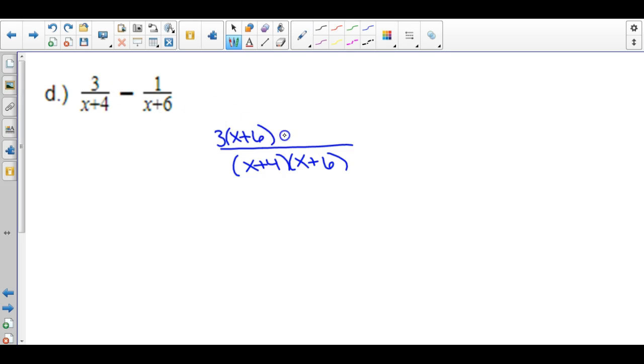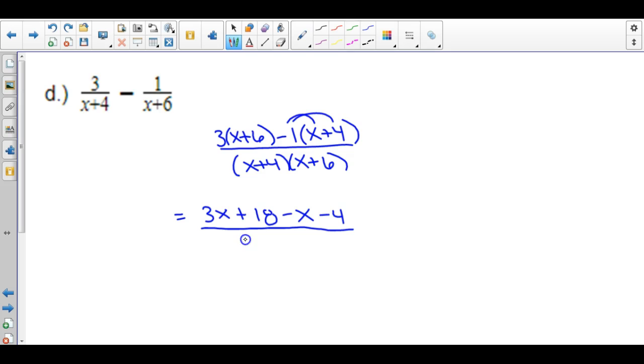Bring down the minus and be very careful. Put the 1 there. And again, we want to think about what the x plus 6 would need in order to multiply to become this denominator. And that would be the x plus 4. So now it's a matter of just simplifying. I'm going to distribute the 3x across. And then I'm distributing this negative 1 across. And that's where, again, the parentheses are important because I'm distributing the negative.